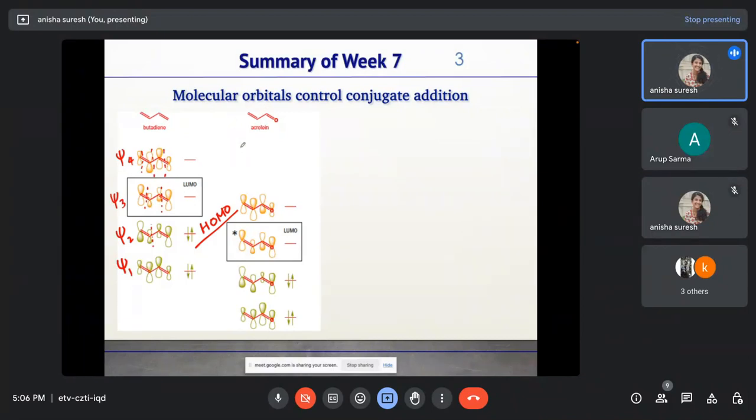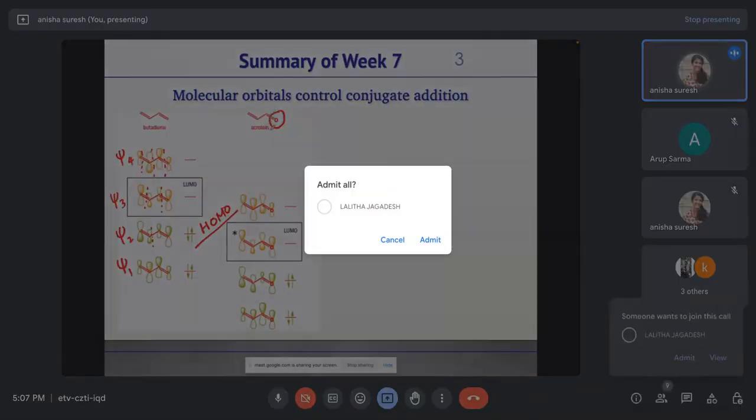Now coming to the molecular orbital picture of acrolein. In case of acrolein, since there is an electronegative oxygen atom present, the energy of the molecular orbitals will come down. So that is why it is shown like this. So compared to that of butadiene, the energy of the molecular orbitals of acrolein will be lower because of the presence of this electronegative oxygen atom.